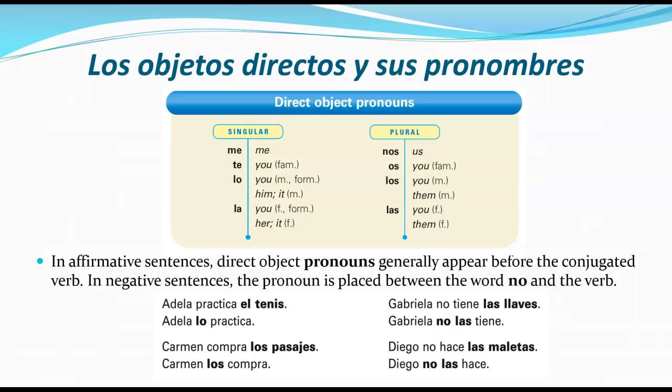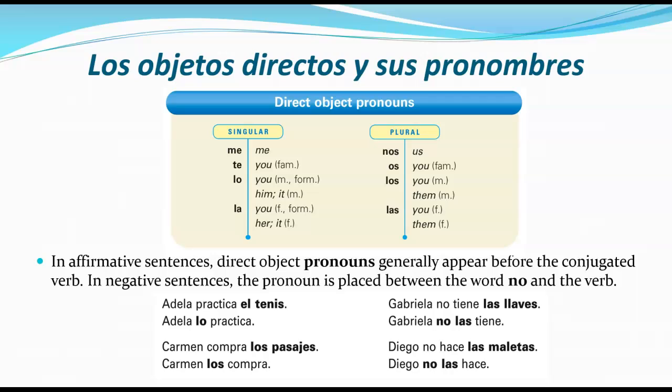Okay, so we have two examples, like Adela practica el tenis, Adela lo practica. And again, I would prefer if they would have it in a question, like ¿practica Adela el tenis? Sí, Adela lo practica. And I would change Carmen compra los pasajes to ¿compra Carmen los pasajes? Sí, Carmen los compra.